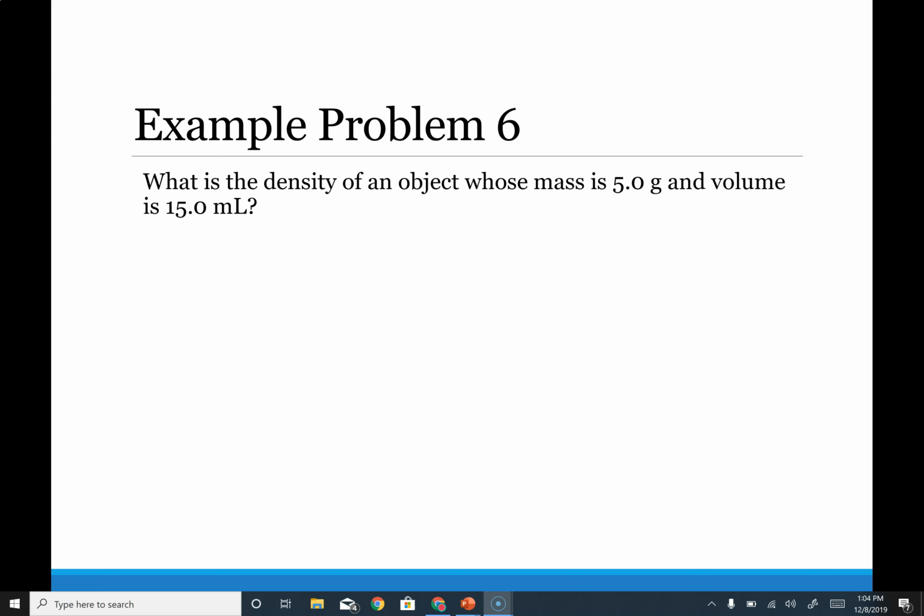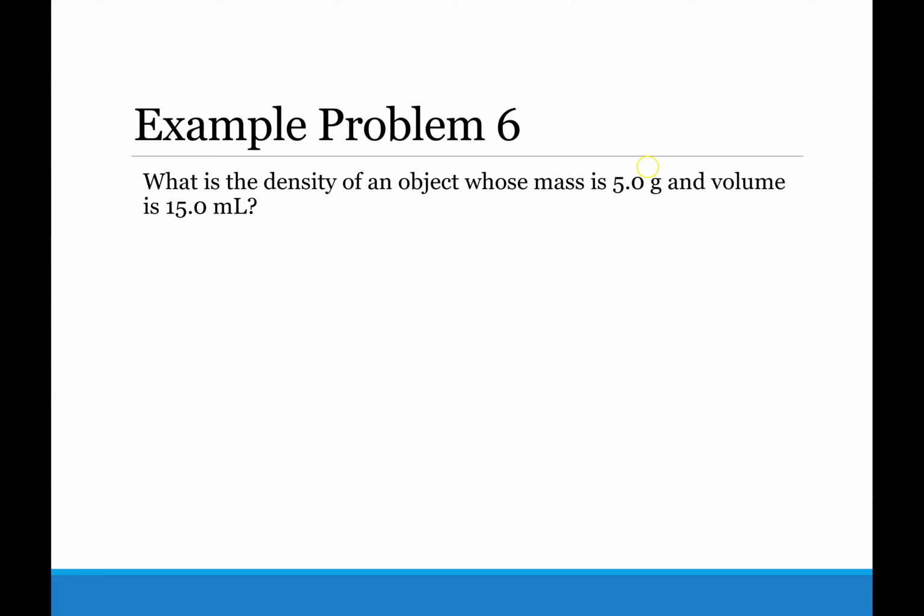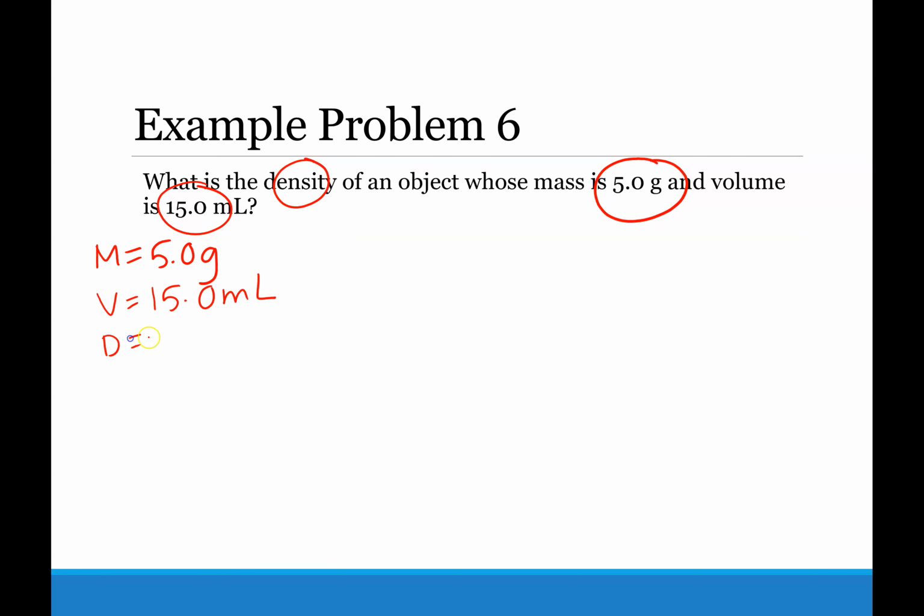Example problem 6 reads, what is the density of an object whose mass is 5 grams and volume is 15 milliliters? The problem tells us that we have 5 grams as a mass and that we have a volume of 15 milliliters. The problem is asking us to calculate the density.